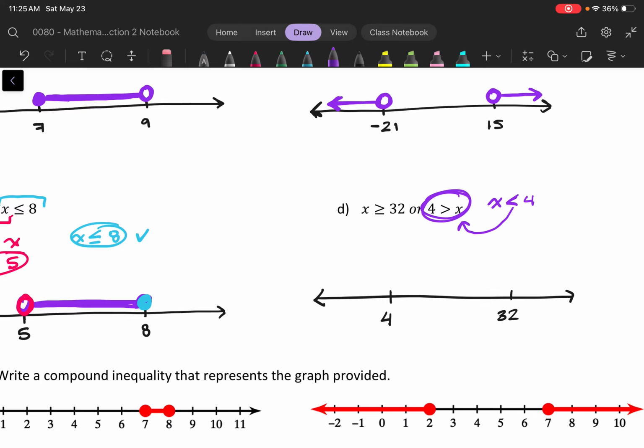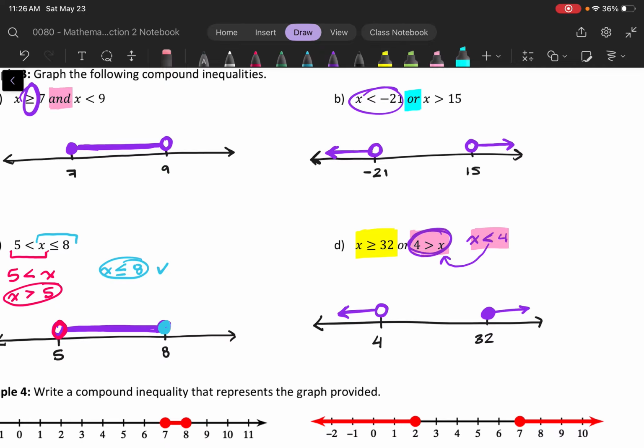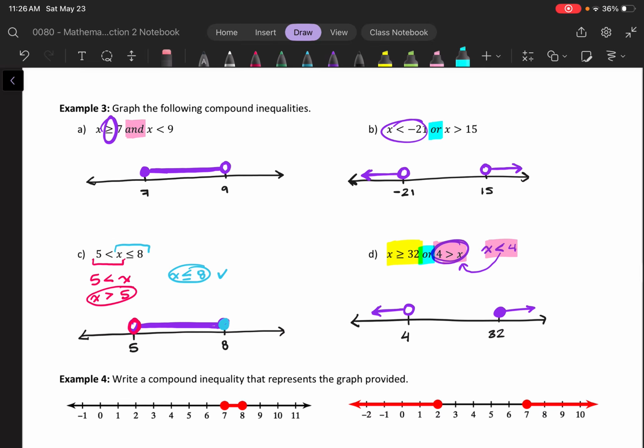So I am going to graph each of them individually. So this first one here, x is greater than or equal to 32, closed circle. Arrow goes towards the right, to where the bigger numbers are. For the second inequality, I'm going to graph it from standard form, but either way, I'll get the same answer. I have an open circle on 4, and my arrow pointing to the left. And again, in OR situations, I'm expecting my arrows to go away from each other.